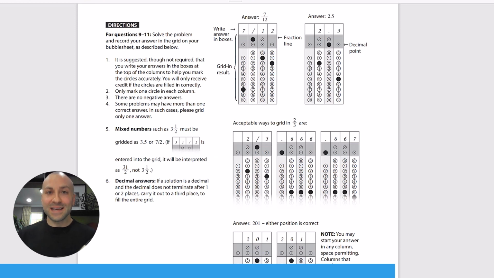If your answer is a decimal, you have a couple of options of how you could grid it. You could do it as the fraction equivalent, for example, 2/3. And then for the decimal equivalent, you could either truncate it, which means just totally dropping off the rest of the decimal, so like 0.666 and just leaving it at that, or you could round the last digit so that it's 0.667. As far as indentation is concerned, you can actually start in any space you want. So for example, 201 could be displayed in either of these 2 ways.